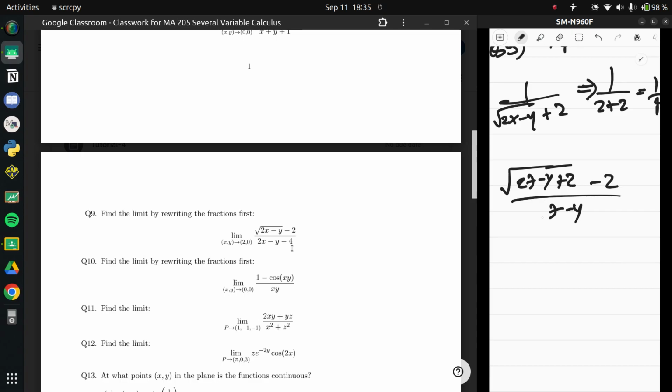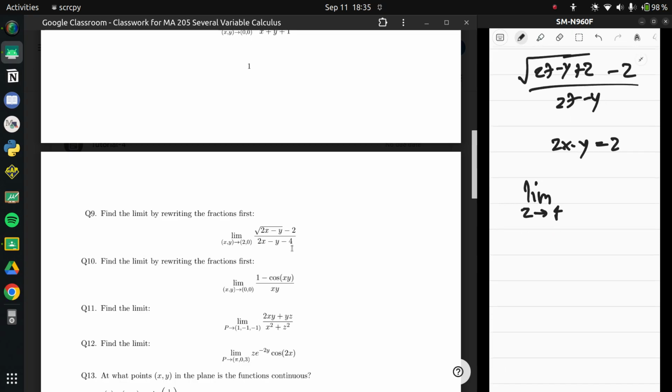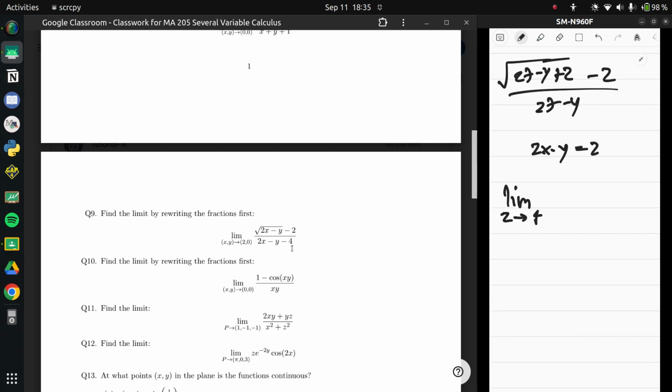Oh, it's supposed to be 2t minus y. So in fact, let's just say that 2x minus y is z. So this becomes the limit as z tends to 4, because it doesn't matter what path you take, this is what is going to happen. So just square root of z minus 2 upon z minus 4, and this limit does exist, so it's okay.